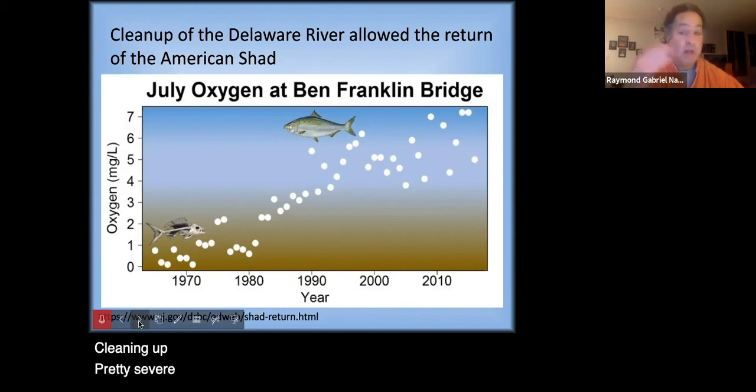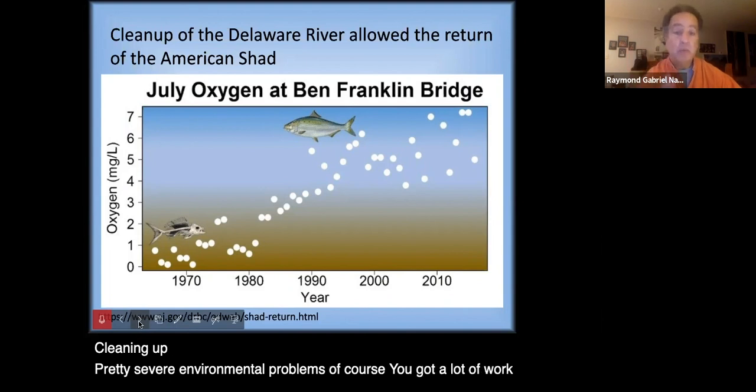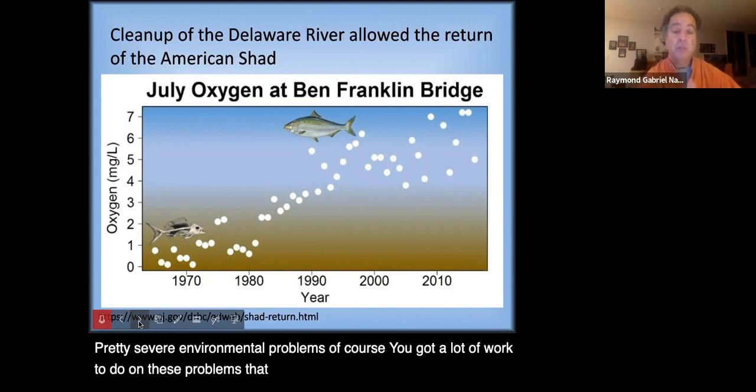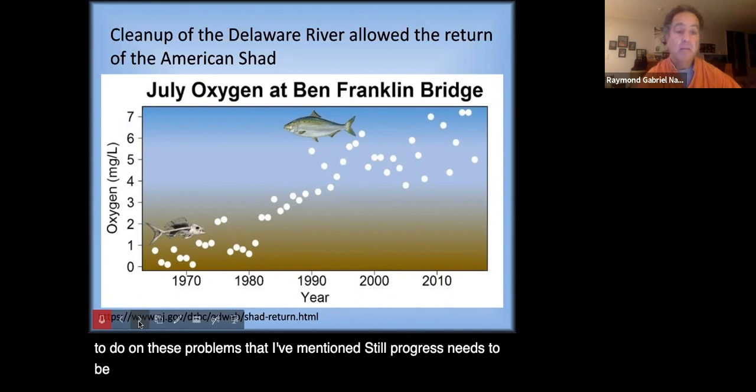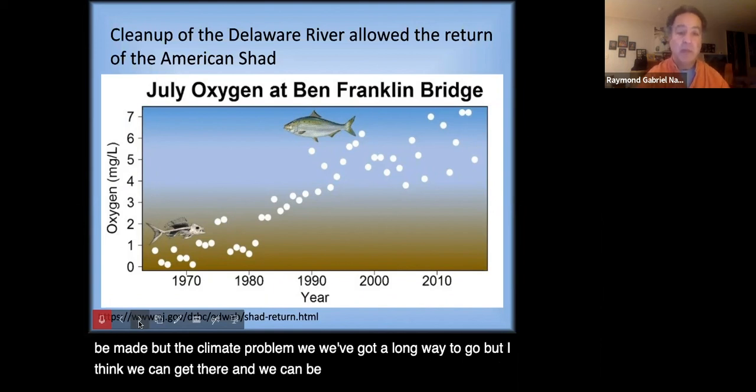Of course, we've got a lot of work to do on these problems that I've mentioned. Still, progress needs to be made, and on the climate problem we've got a long way to go. But I think we can get there, and we can be inspired by some of these past efforts.